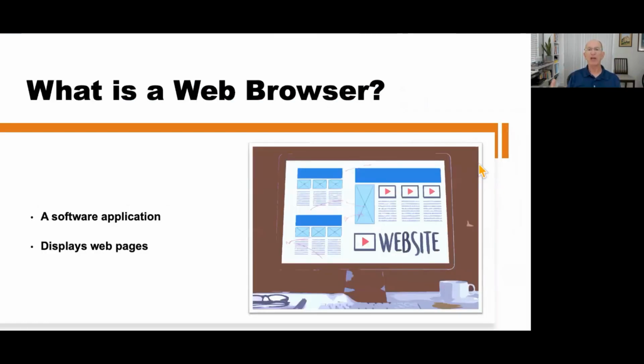Okay, so what is a web browser? A web browser is a software application, and its primary purpose is to display web pages. When you go out to the internet and you look for google.com or microsoft.com or apple.com, you are looking for that web browser to display a web page for you, bring it back and put it on your screen, whether it's a computer or a smartphone. Simple, easy, but it's such a powerful tool.